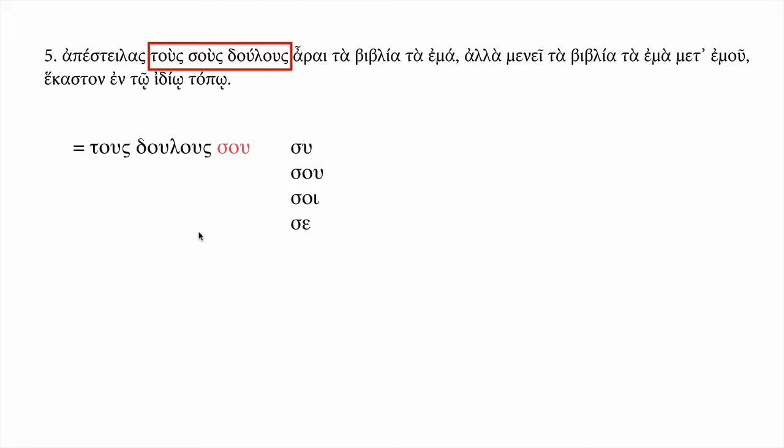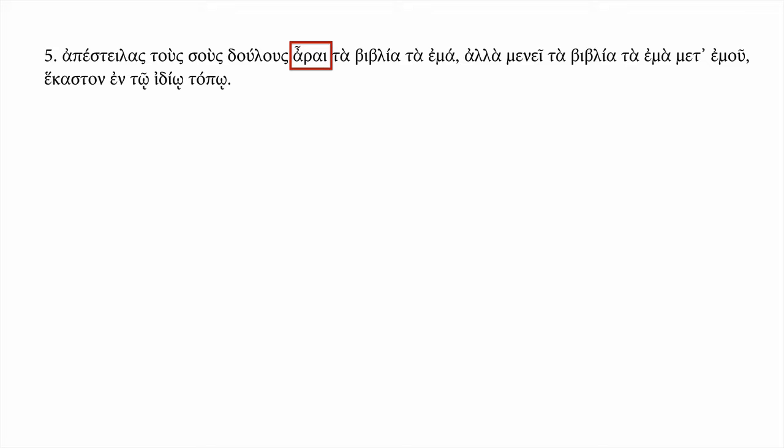All right, you sent your servants to take my books. To take. We want an infinitive. Here we're using airo, aro, era. Vocabulary word of the week. Airo, aro, era. We want to use the aorist infinitive. The aorist is the default tense. You could use the present infinitive, airein. Let's do it with the aorist infinitive.